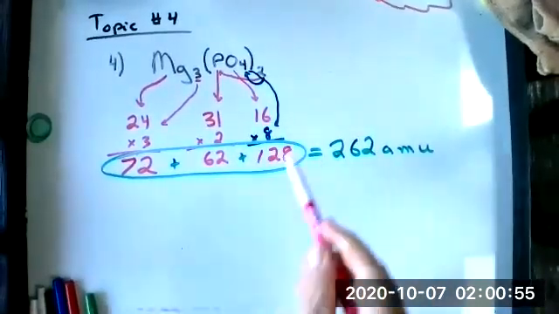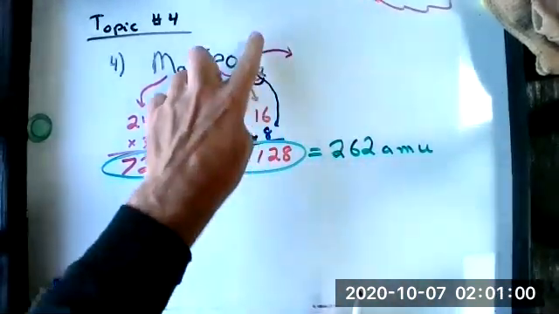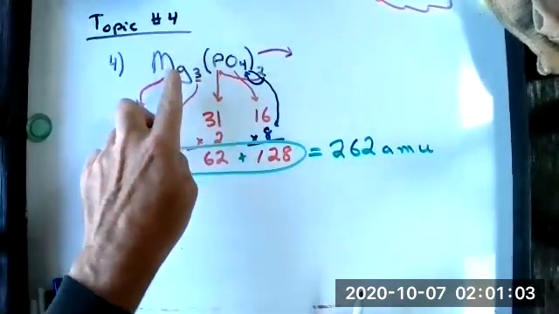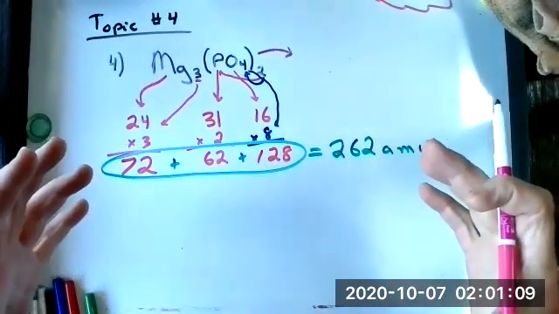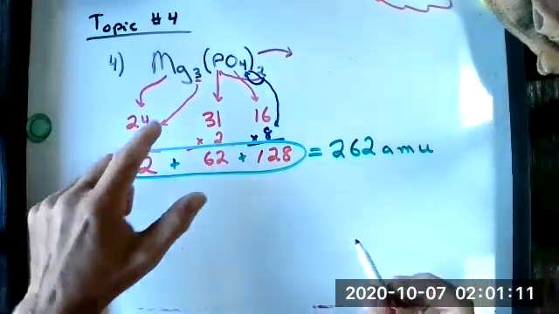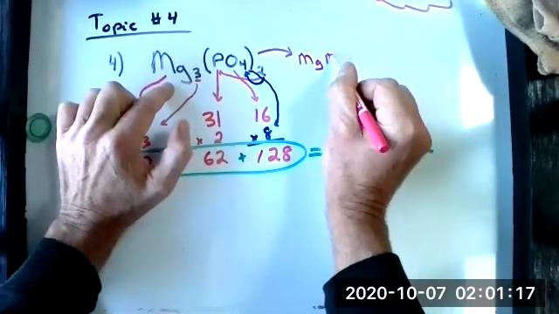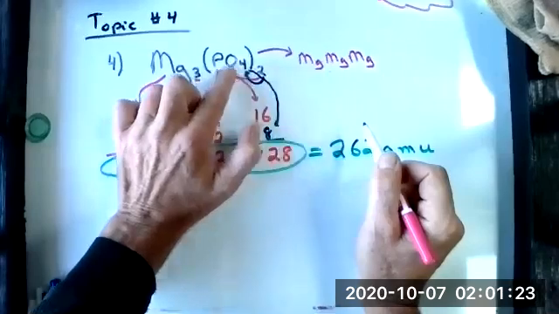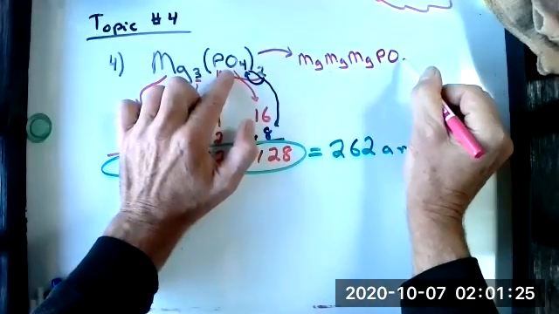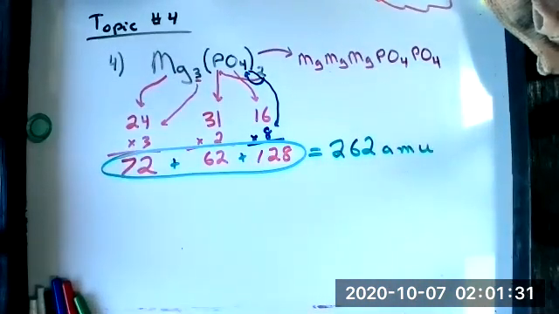Hey, I'm going to do it right over here. This, my friends, is the condensed formula. If I was to write this out in a long format, watch what you would have. Hey, I've got 3 Mgs. I really have 2 PO4s. There. That's how that looks.